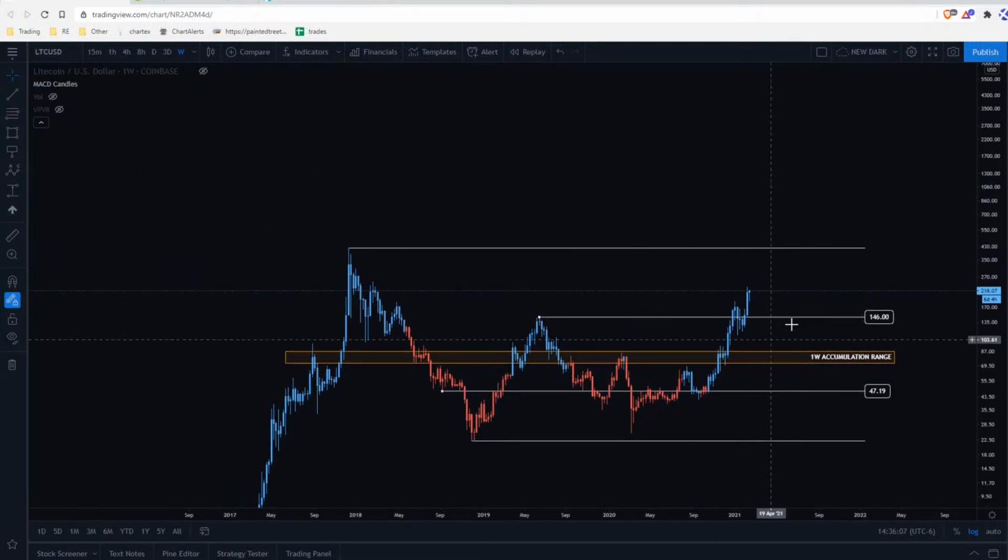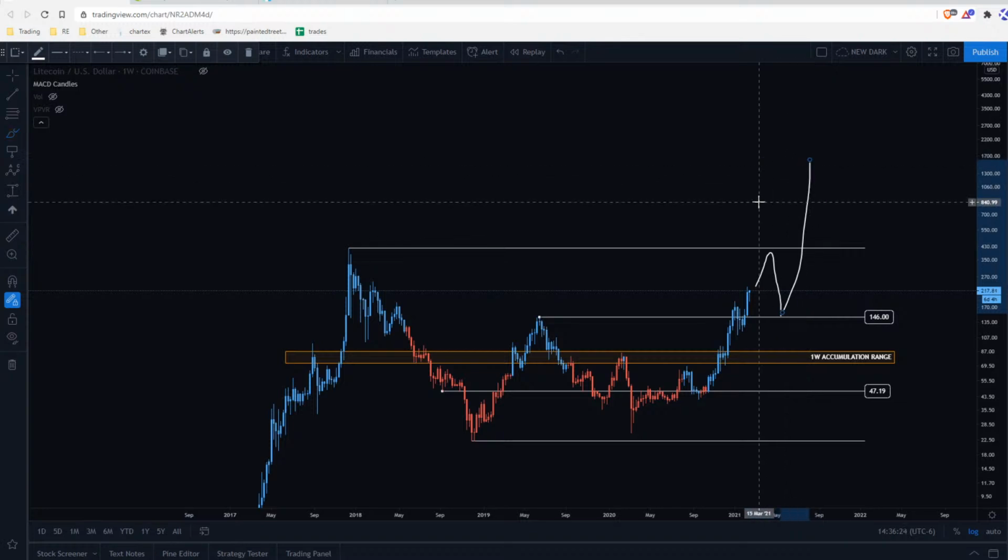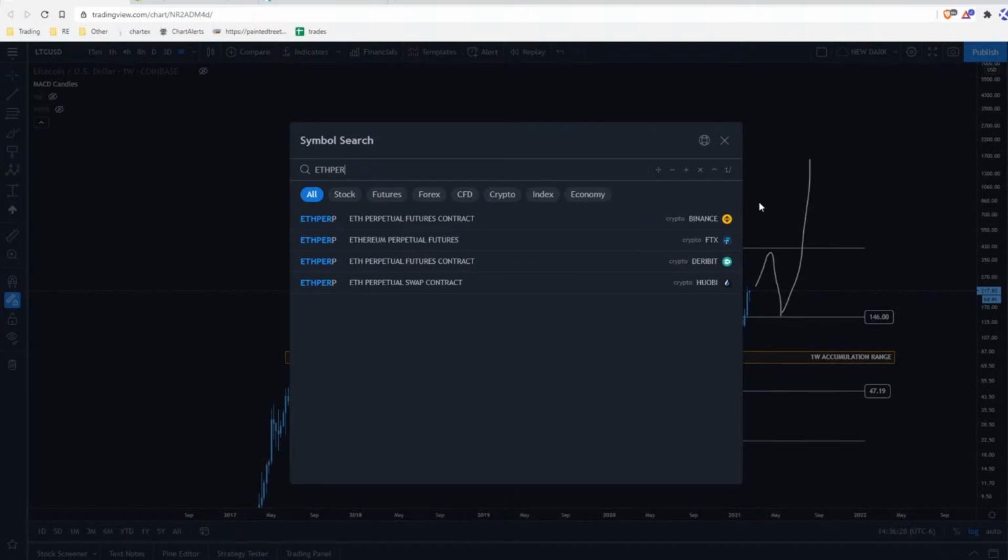Now I don't expect Litecoin to just get to all-time high and then crash, but I wouldn't rule out a retest of like this range. That would be pretty massive before the final move. I just want to glance at ETH real quick.